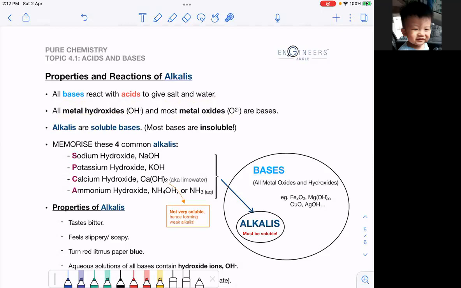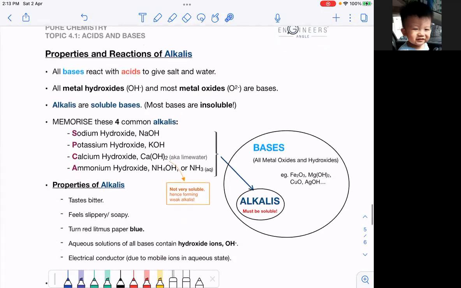So as I keep saying, it's very easy to be a base. Look at my Venn diagram. Base is a big word. What is a base? Metal oxides and hydroxides are all bases. Look at my weird examples: iron oxide, magnesium hydroxide, copper oxide, silver hydroxide. All of these are bases.